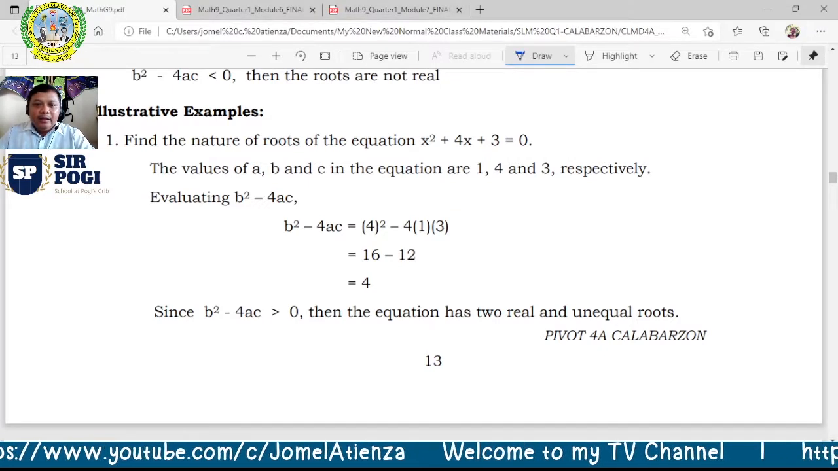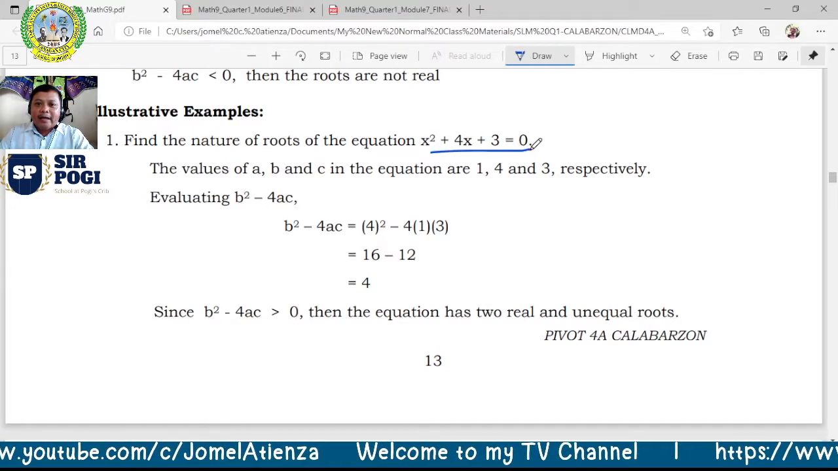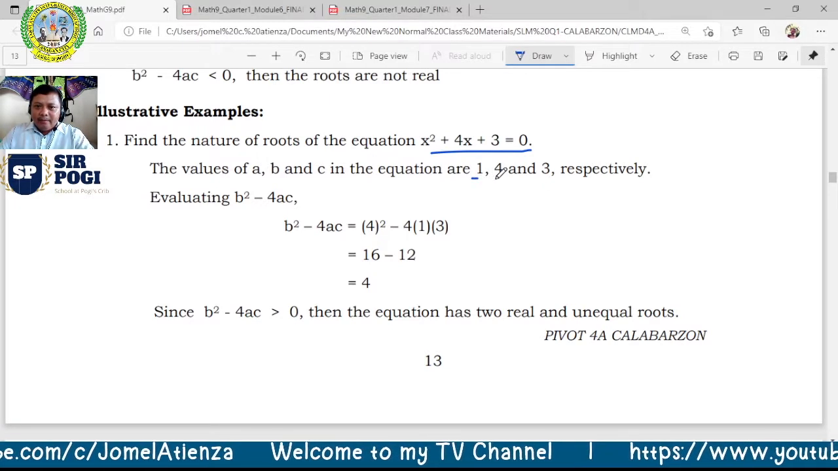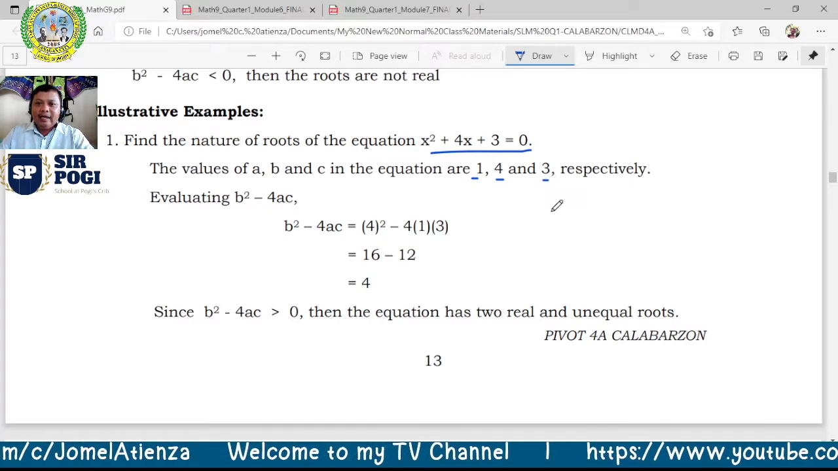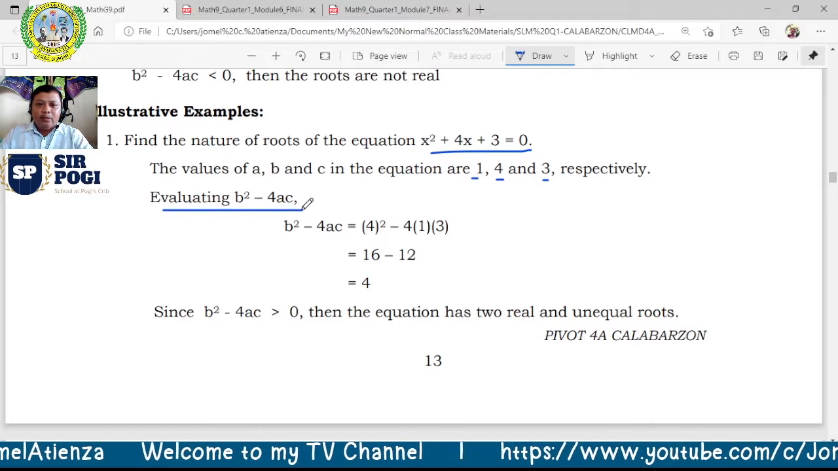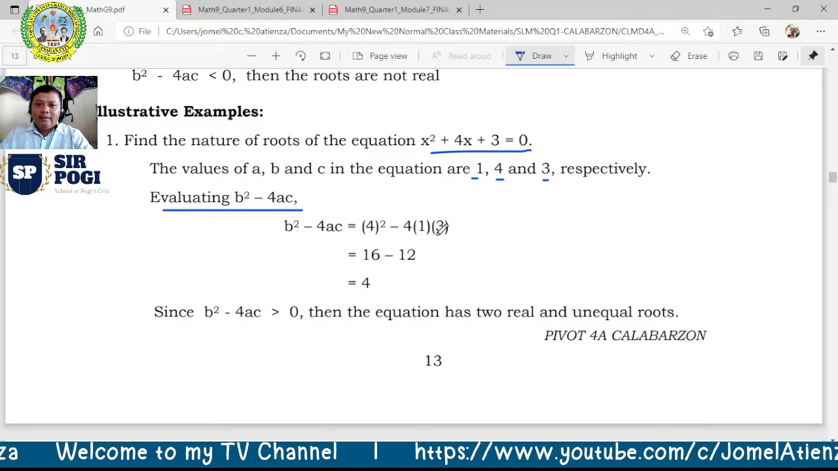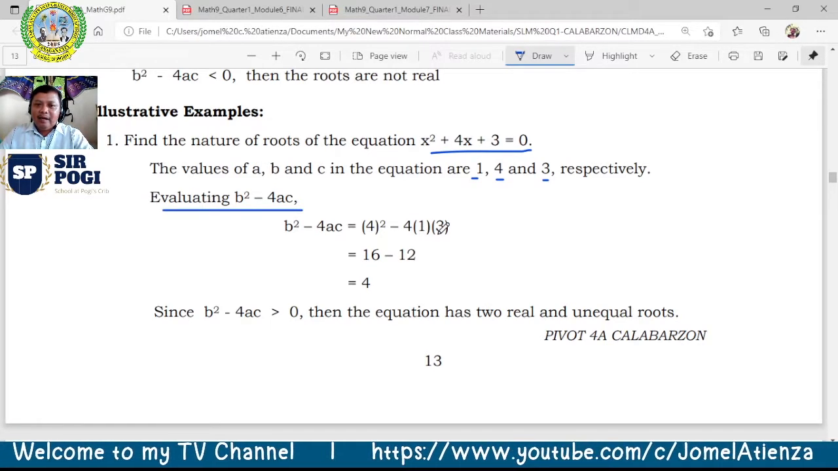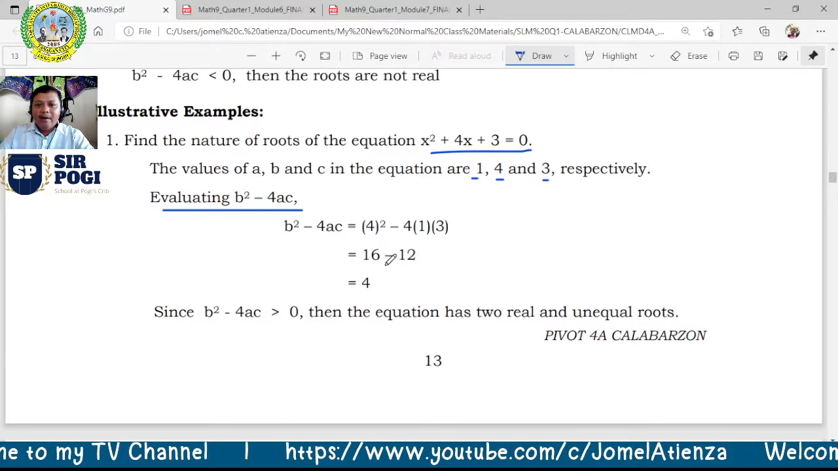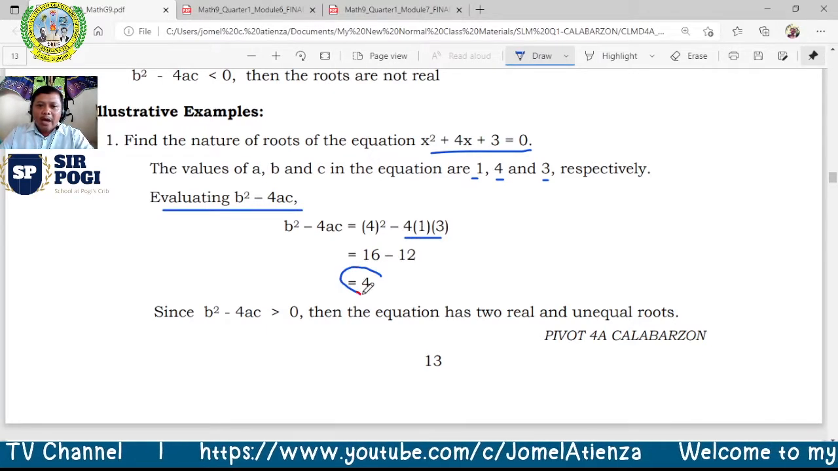Okay? So the example is x squared plus 4x plus 3 equals 0. So wherein the value of a is 1, b is 4, and 3 is the value of c. Okay? Then evaluating b squared minus 4ac, we have 4 squared minus 4 times 1 times 3. This is the a, and this is the value of c. So therefore we have 16 as the value of 4 squared and minus 12, the product of these three numbers. So therefore we have 4.